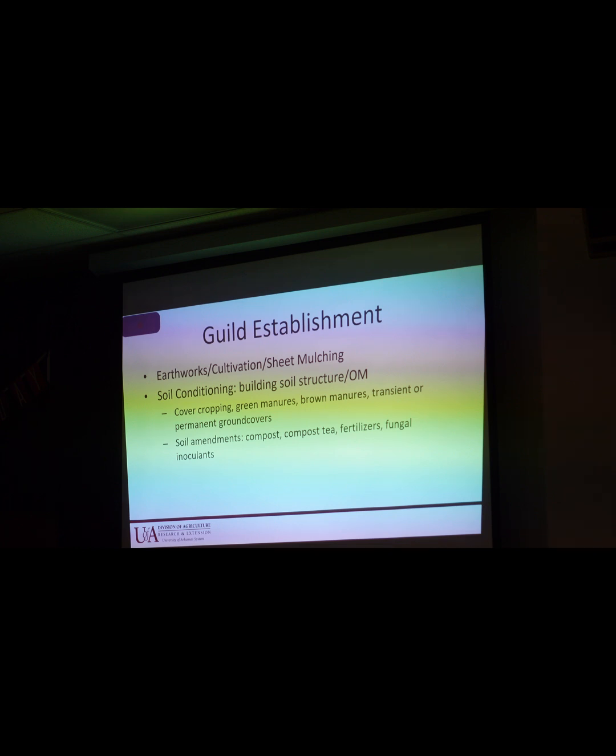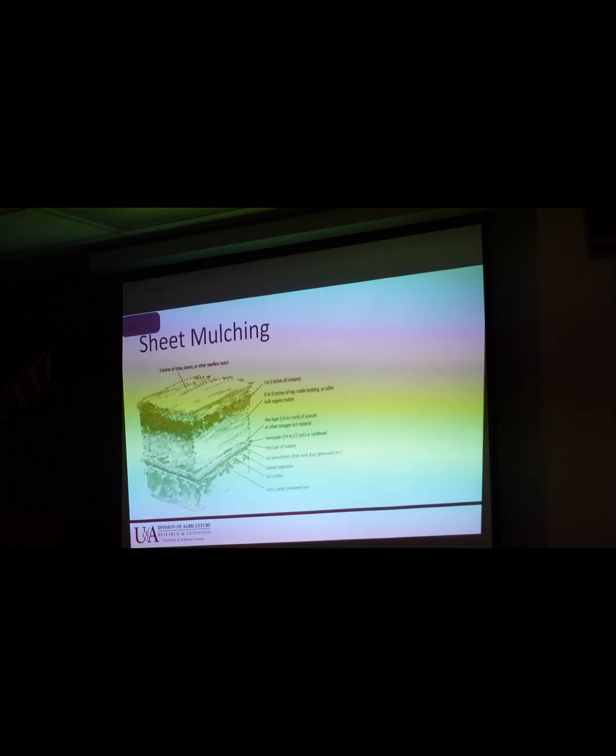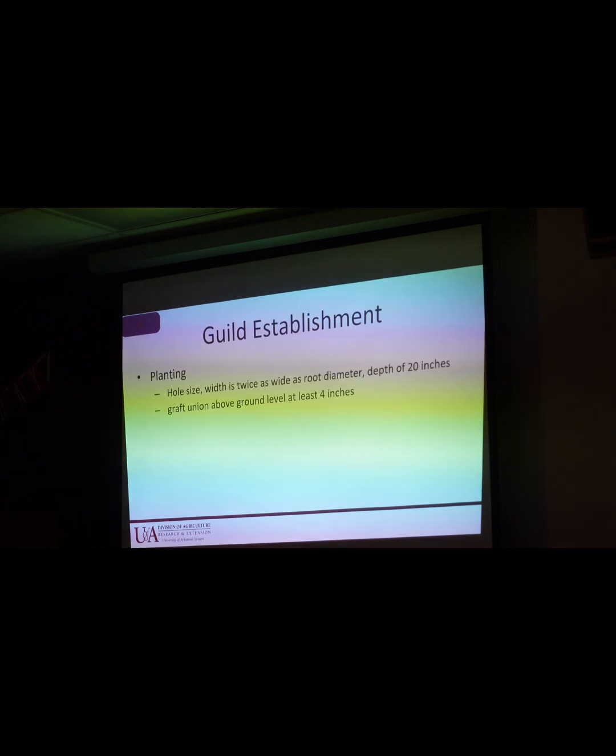Earthworks, mulching is my number one thing. Always mulch everything. It helps fight weeds. This is a little picture of doing some sheet mulching. So you can go crazy with it, or you can just throw 4 inches of mulch out there. And then just making sure when you're planting, you make the hole the proper size, and don't plant the graft union below the soil. That'll kill your tree dead.